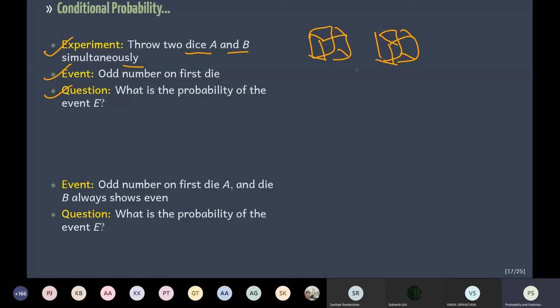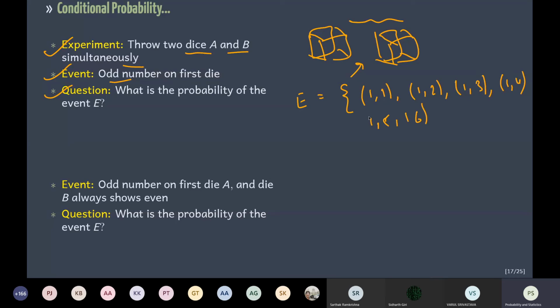We have two dice, and we throw these two dice simultaneously. The event is an odd number on the first die. The event, as we know, is a set, and since there are two dice, the outcome will be a pair. What we are talking about is an odd number on the first die. So the possibilities are 1 1, 1 2, 1 3, 1 4, 1 5, and 1 6.